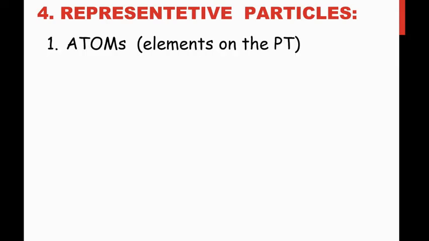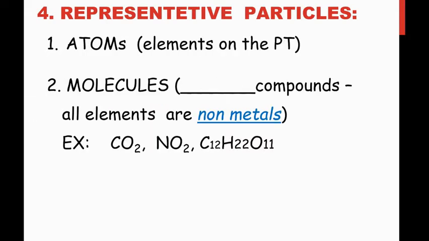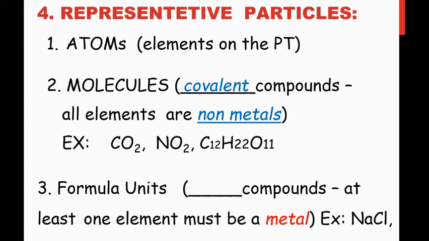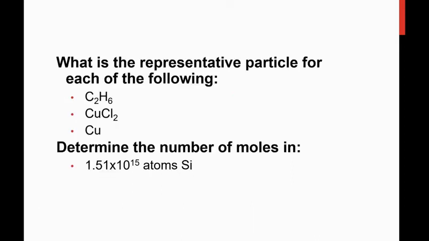So let's talk about representative particles again. Representative particles: atoms are your elements from the periodic table. Molecules are your covalent compounds, something like CO2, NO2, C12H22O11. Formula units are your ionic compounds. So if it's an ionic compound, it has at least 1 metal, or 1 cation, and it's made up of cations and anions. Examples would be sodium chloride, iron(II) oxide, magnesium oxide.